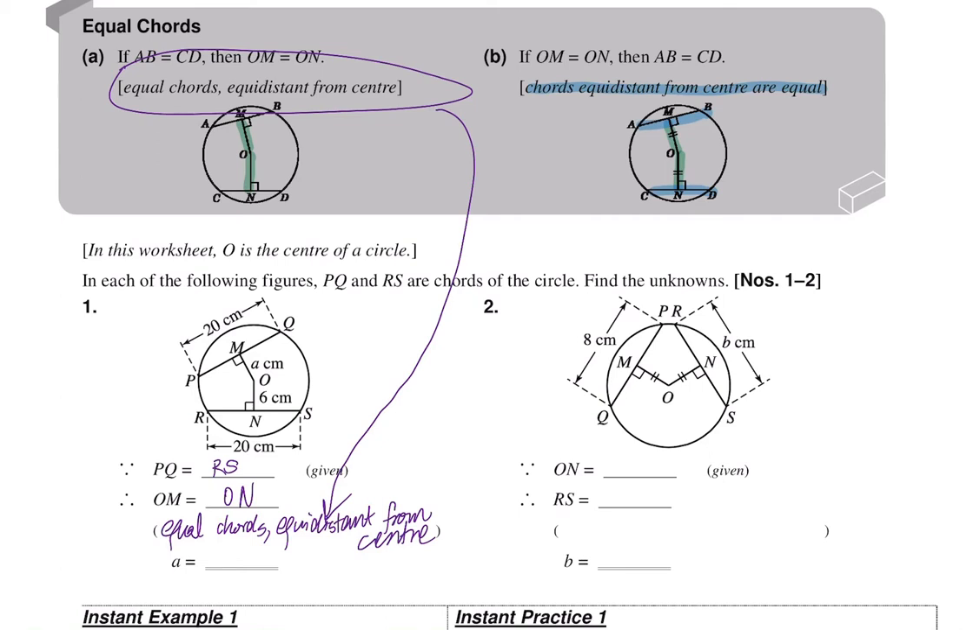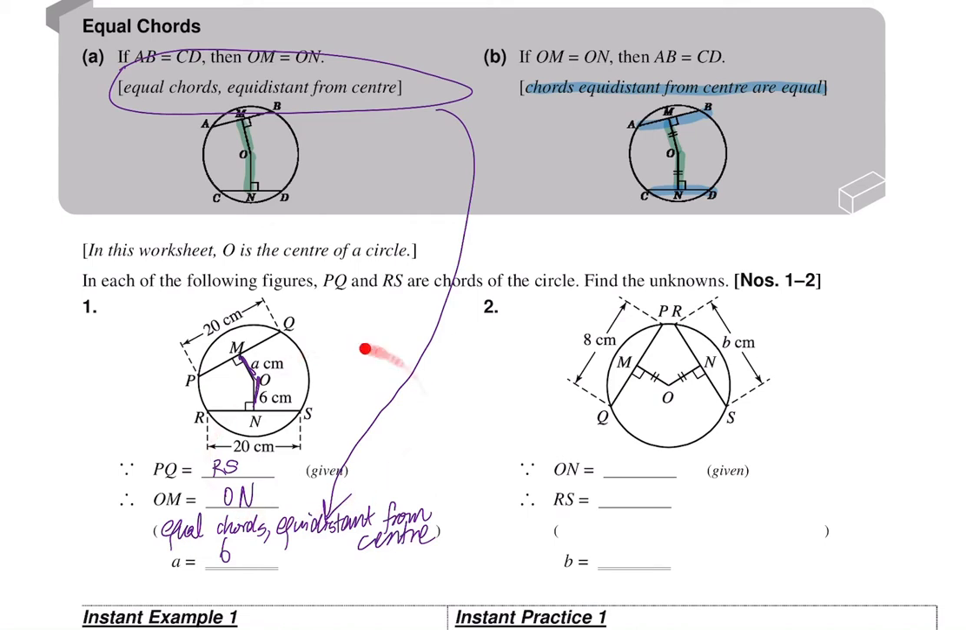So we already know OM equals ON, so they both are 6. We don't write CM here, because there's a CM next to A already. If you write another CM, then it will be ACM. That doesn't make sense, right? So let's continue. Next question.